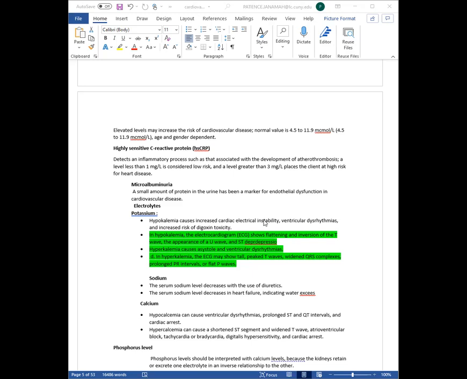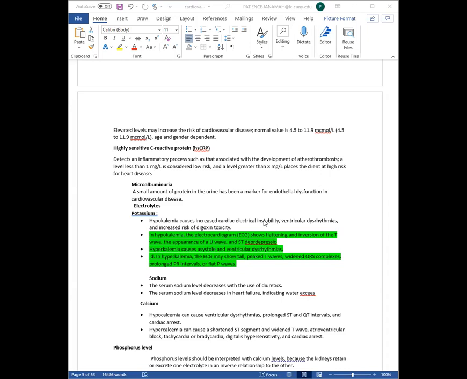Is it hyper or hypo? Yeah, it's hypokalemia. Low potassium will cause the appearance of a U wave. On a normal EKG reading, we don't have a U wave. But when you see a U wave, suspect low potassium, or hypercalcemia, high calcium, or hyperthyroidism. Those are the three. Low potassium, high calcium, or hyperthyroidism for U wave appearance on an EKG strip.